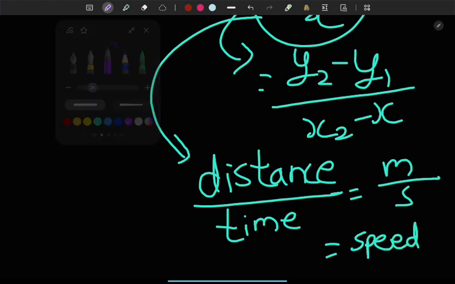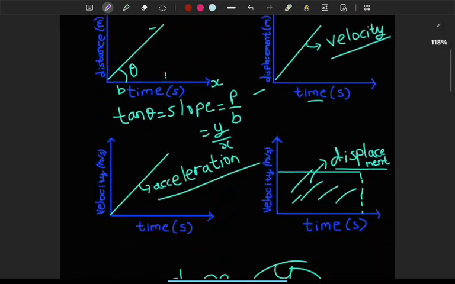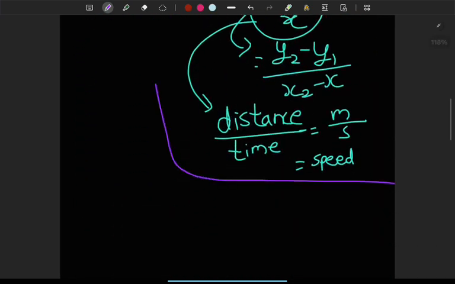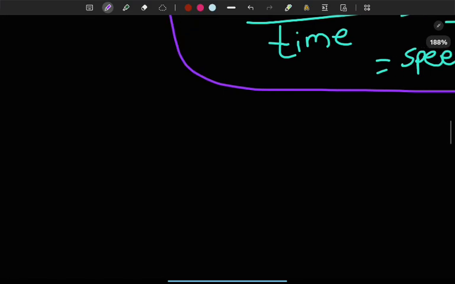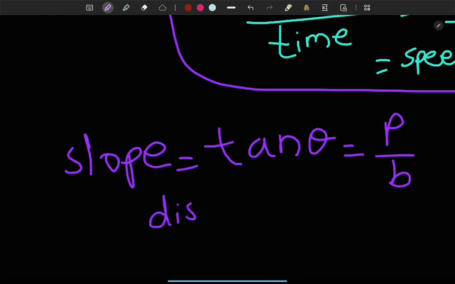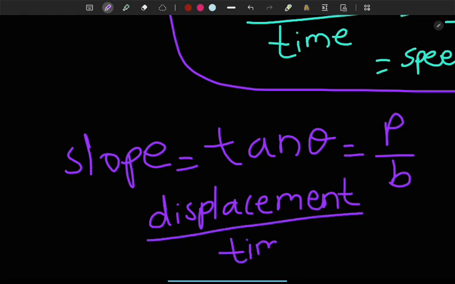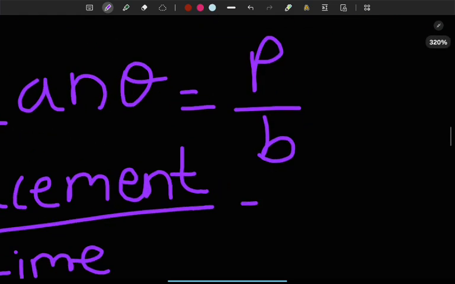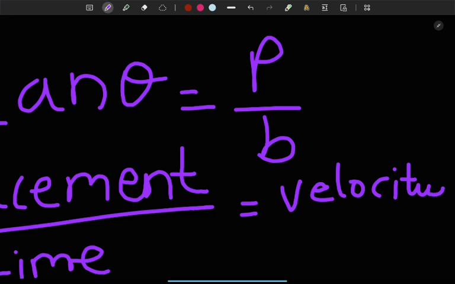Now let's talk about the second one, the displacement time graph. Slope equals tan theta equals P by B. Here it becomes displacement upon time, and we know that it is nothing other than velocity.